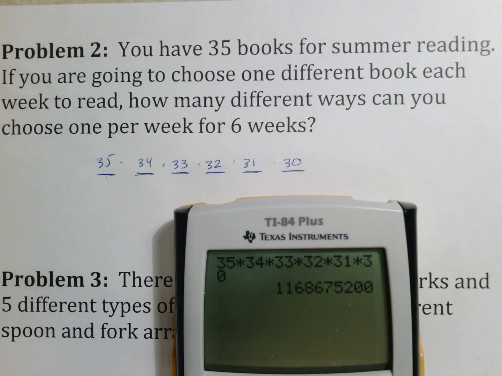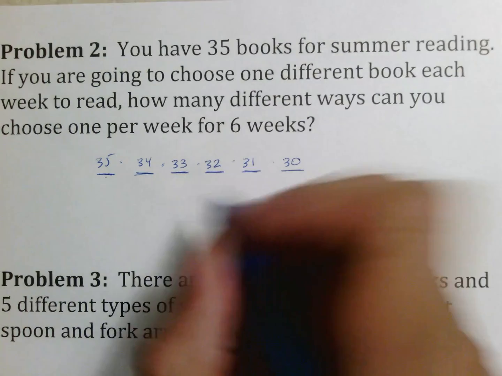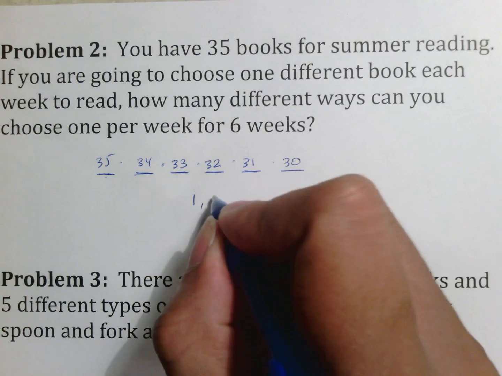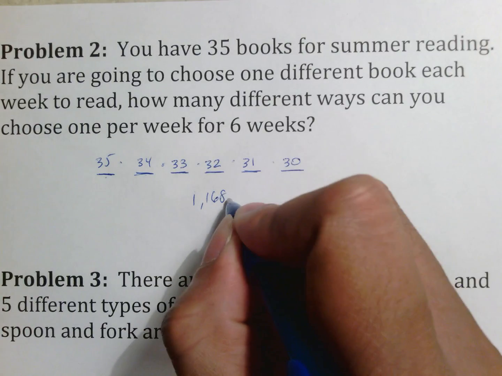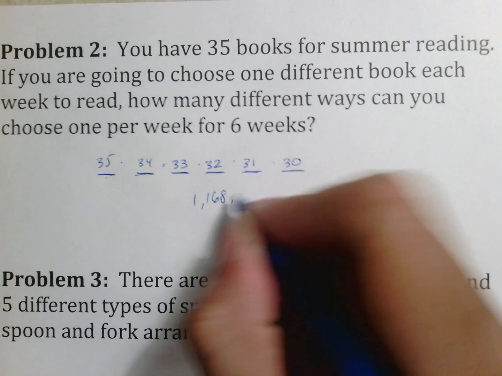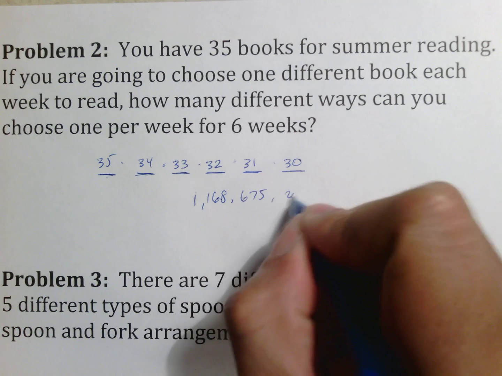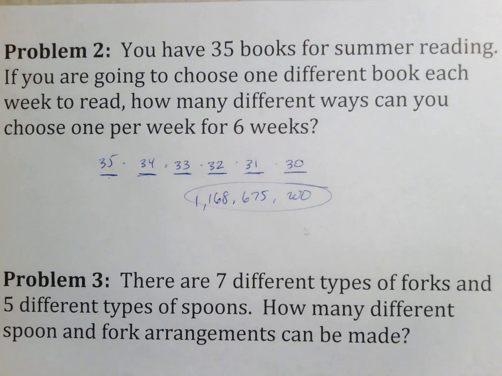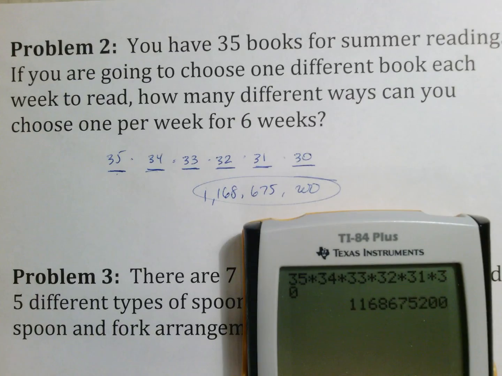Which gives us a whole bunch of choices. That looks like, let's see, 1, 2, that's a million. So 1,675,200 different ways that you could do that. That is what that is.